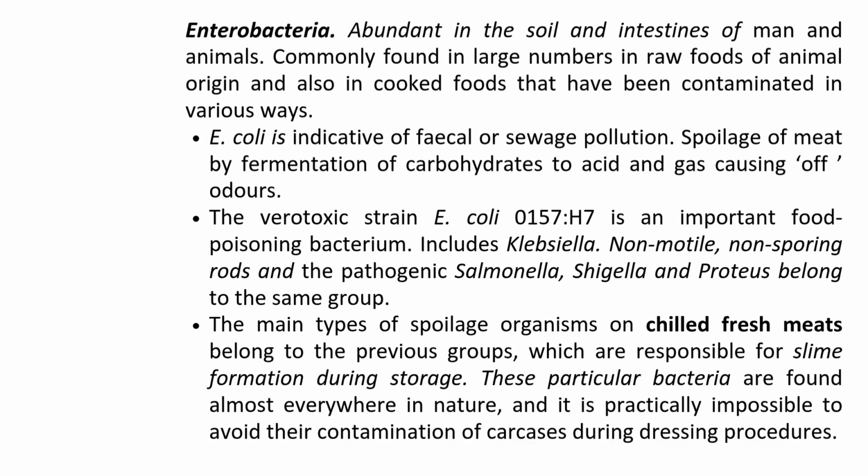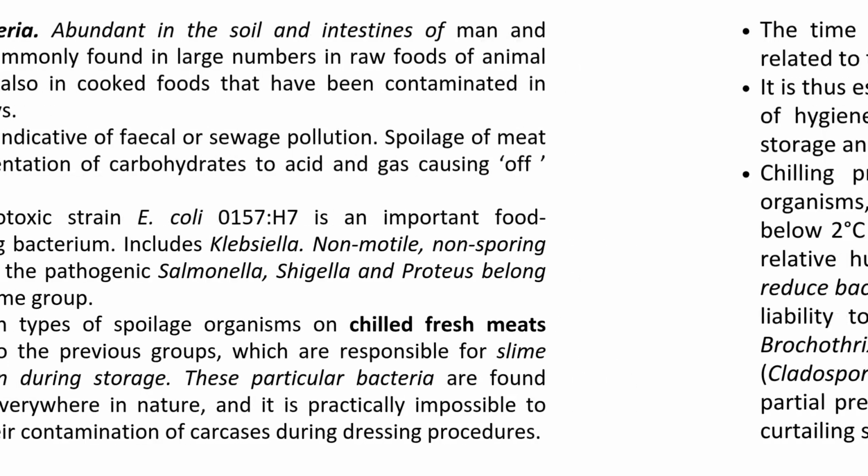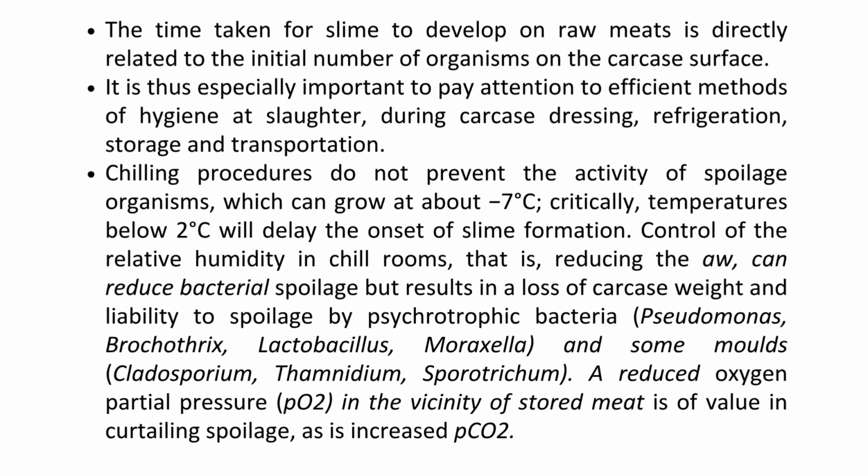The enterobacteria are abundant in soil and intestines. E. coli is indicative of fecal pollution and can cause spoilage. The verotoxic strain, E. coli O157:H7, is a major food poisoning bacterium. This group also includes pathogens like Salmonella and Shigella. On chilled fresh meats, these groups are responsible for slime formation. The time for slime to develop is directly related to the initial number of organisms on the carcass. Therefore, efficient hygiene at slaughter during dressing, refrigeration, storage, and transportation is absolutely critical.